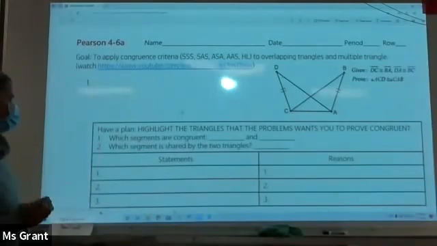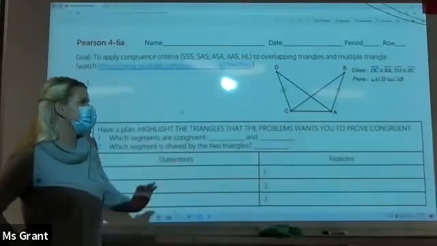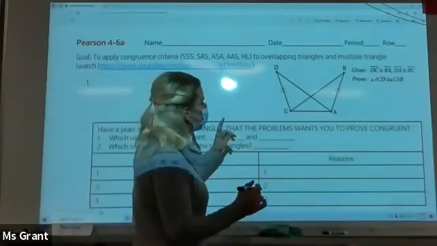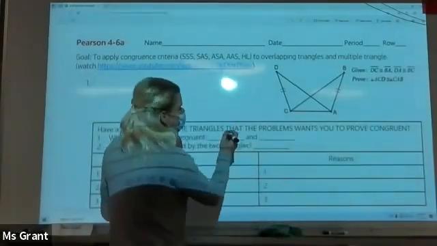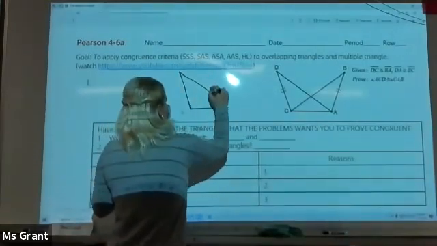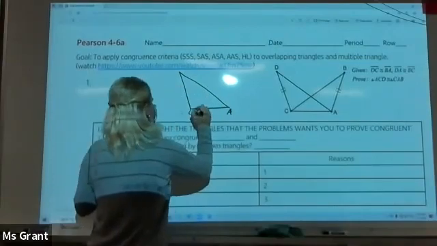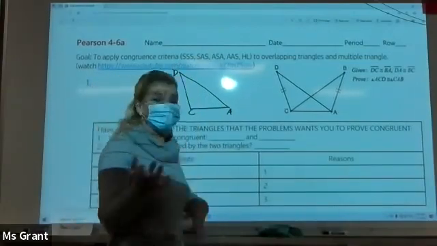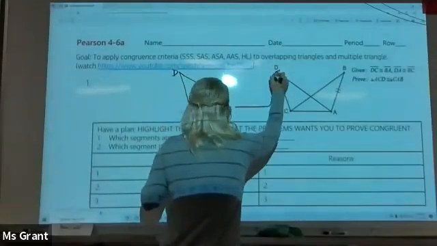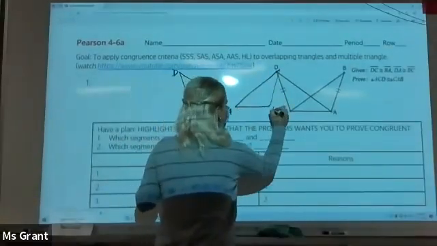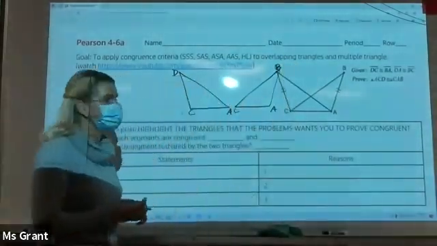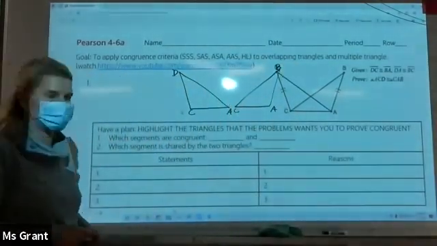You need to have a plan. Highlight the triangles that you need to prove congruent. So for example, if I need to prove ACD, ACD is this one. I think separating them out is actually a really smart idea. A, C, B. Okay, so I'm just kind of going to ignore the triangle that's given on the paper.